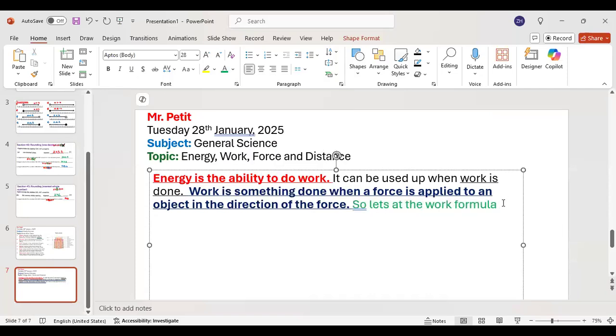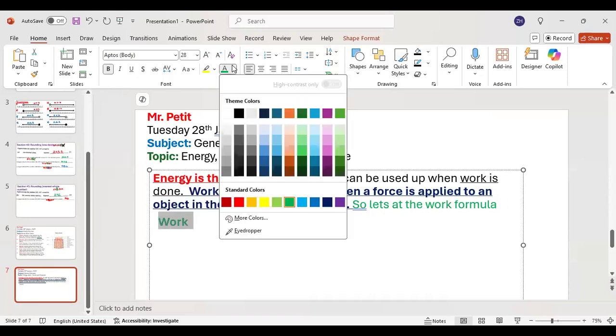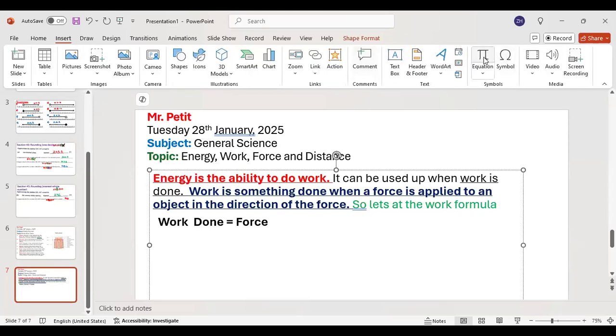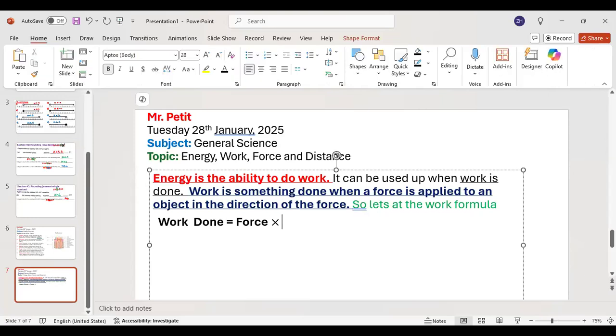So the work formula goes like this. Work done is going to be equal to a force multiplied by distance. So work is done when the force is multiplied by the distance.